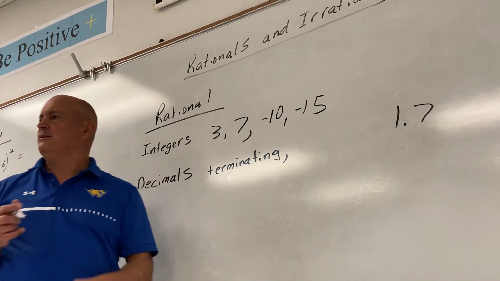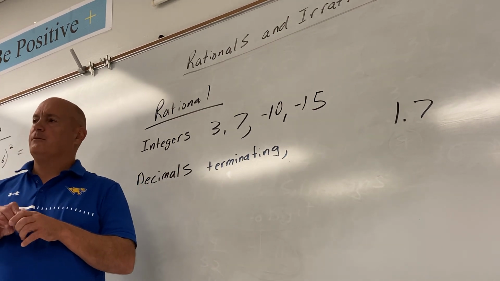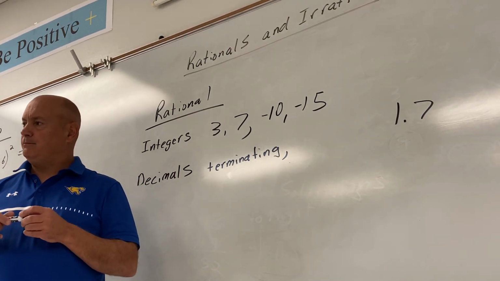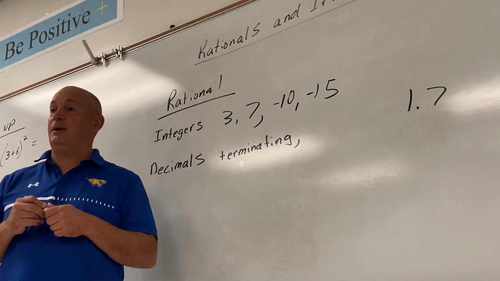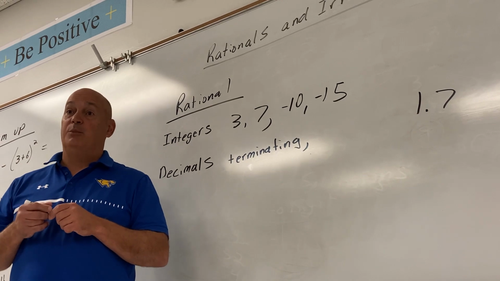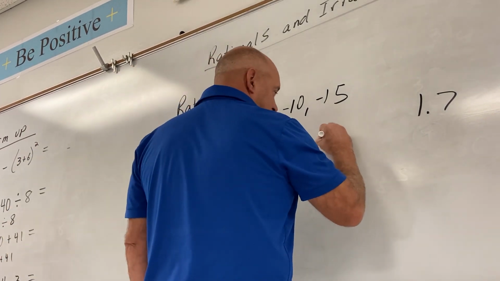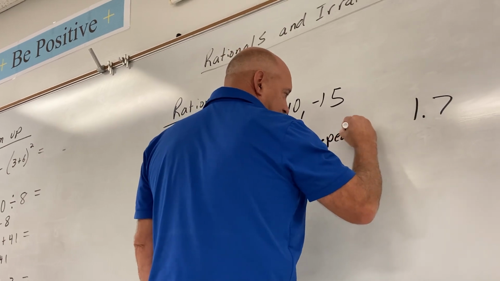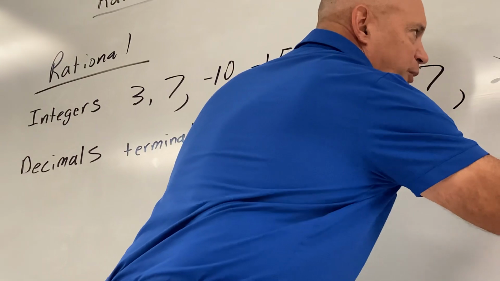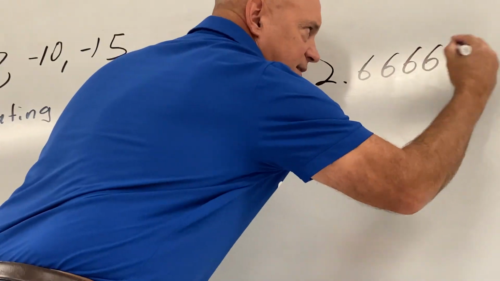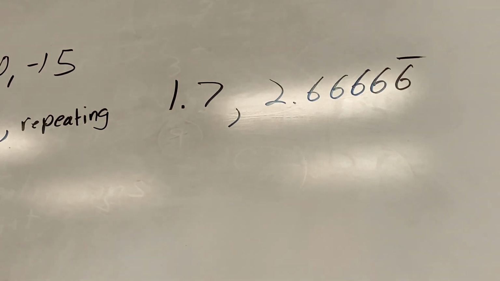What else? What other kind of decimals are rational? 0.5. Yeah, that would be terminating. That'd be the same. 0.9 repeating. Any decimal that repeats is also rational. So we could have 2.66666 repeating. That is also rational.